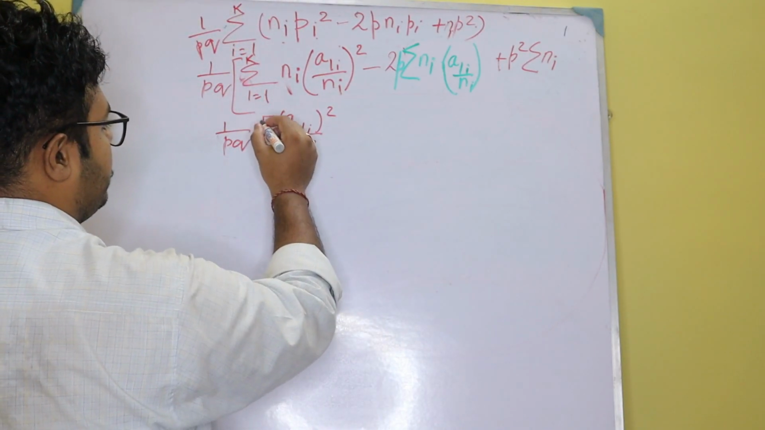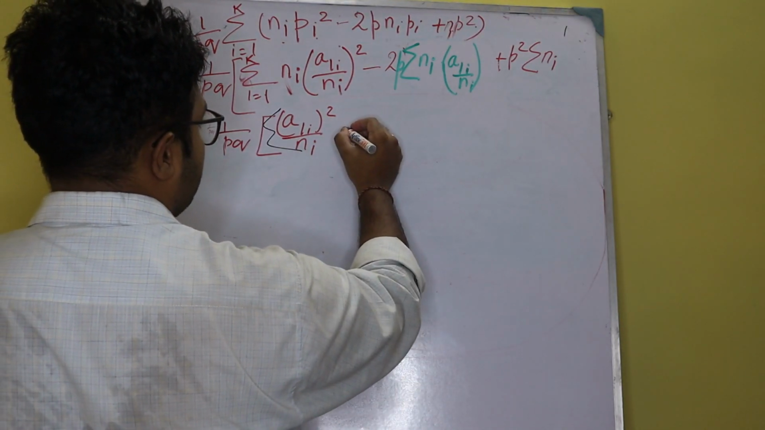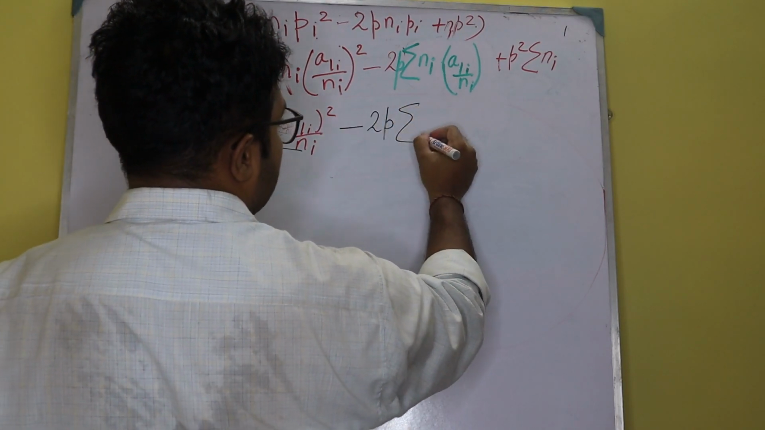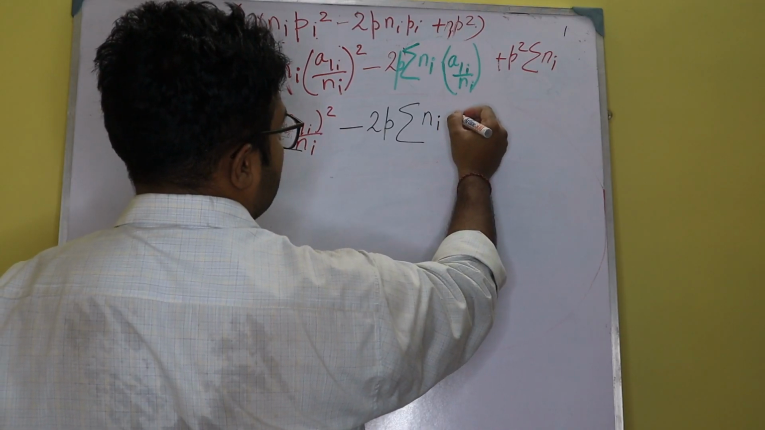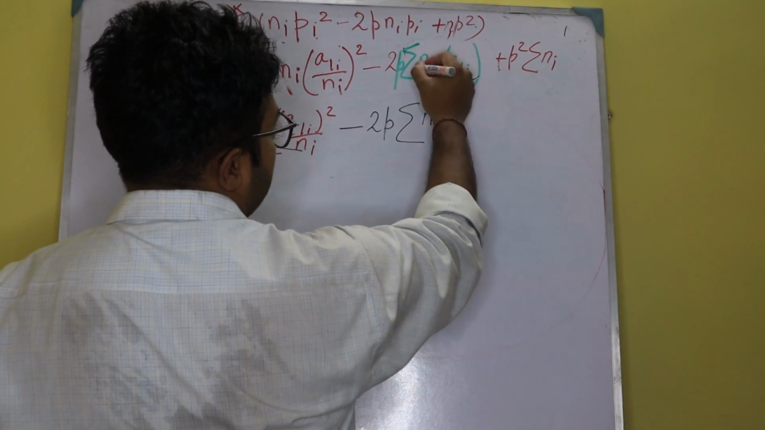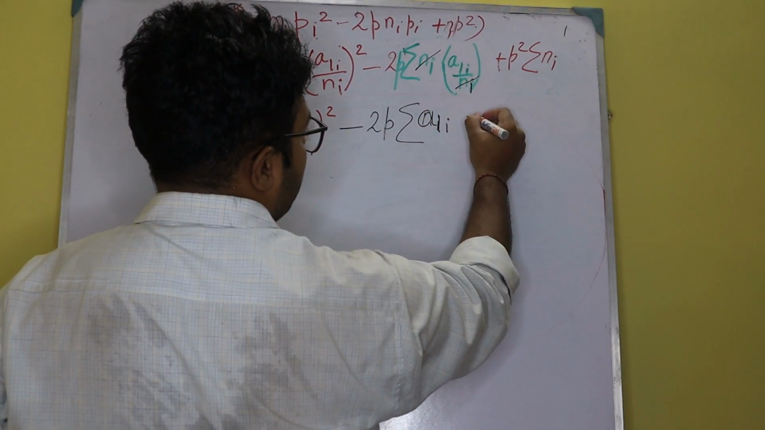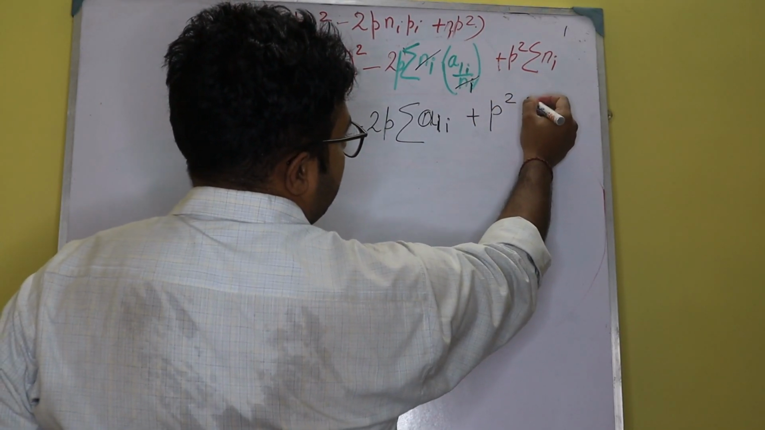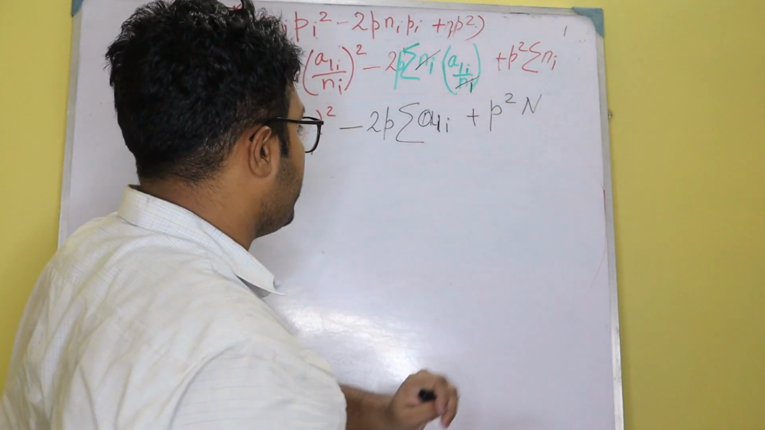Now here, as we can see, this is a summation, minus 2 into p into summation of ni. Sorry, this is ni and this is a, so this will cancel out. So we can write this as summation of a1i plus p square into this will be n. I have shown you before how we are getting n, the summation of ni.